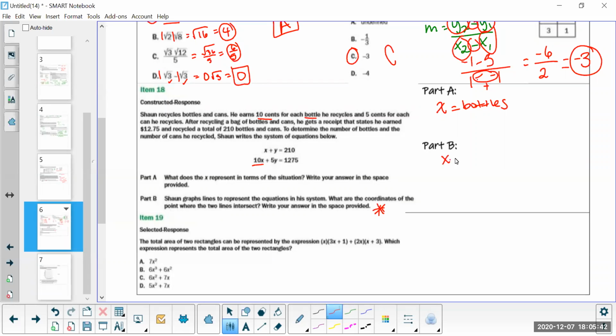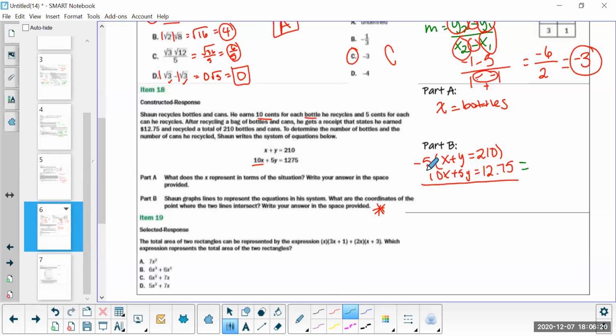So if I have x plus y equals 210 and 10x plus 5y equals 1275, we are going to figure out how to get something to eliminate. So would we rather multiply by a higher number or a lower number? Well, we would definitely rather multiply by the lower number. So we're going to multiply by 5 on both to get y to be the same. But remember, they have to be opposite. So we want to multiply by -5.